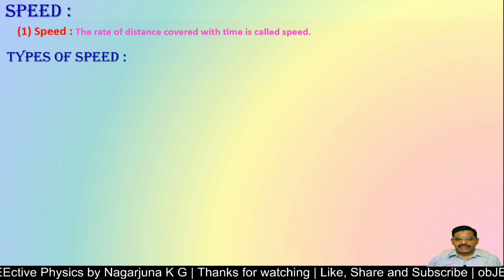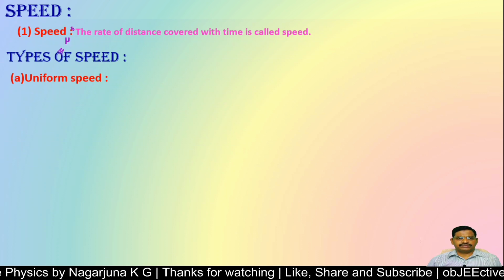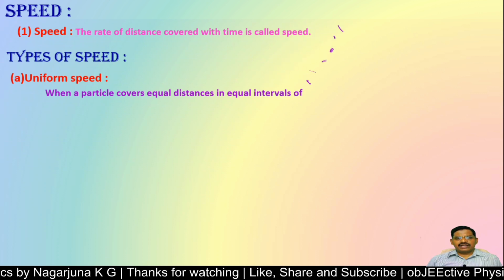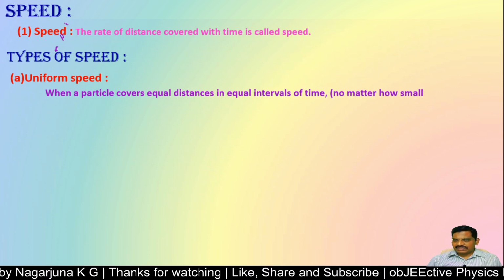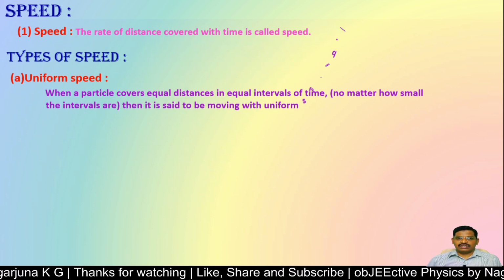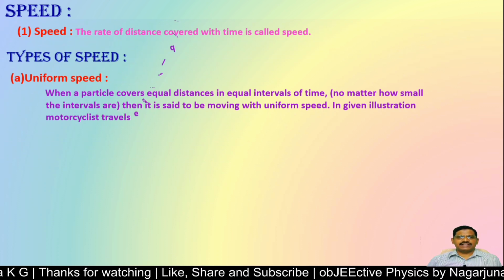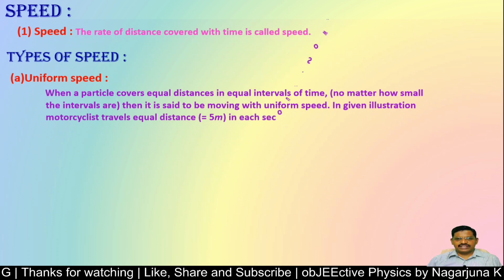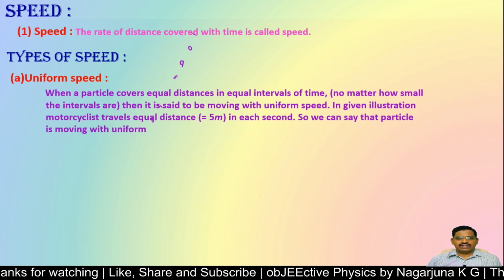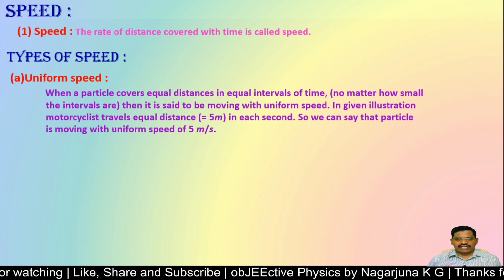And then types of speed. First one is uniform speed. The definition for uniform speed: when a particle covers equal distances in equal intervals of time, no matter how small the intervals are, then it is said to be moving with uniform speed. Observe the first two lines only; they are the definition for uniform speed. The remaining matter is related to the following diagram. I will show the diagram later.